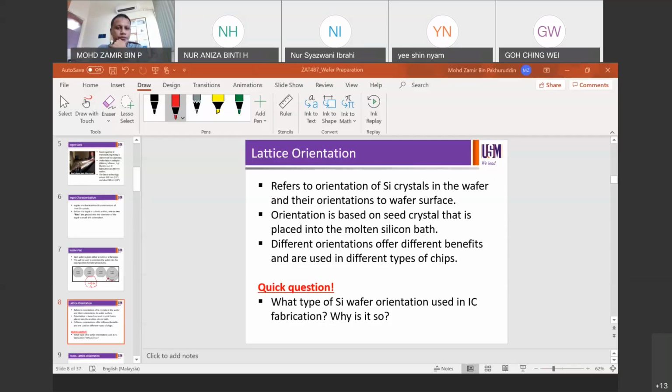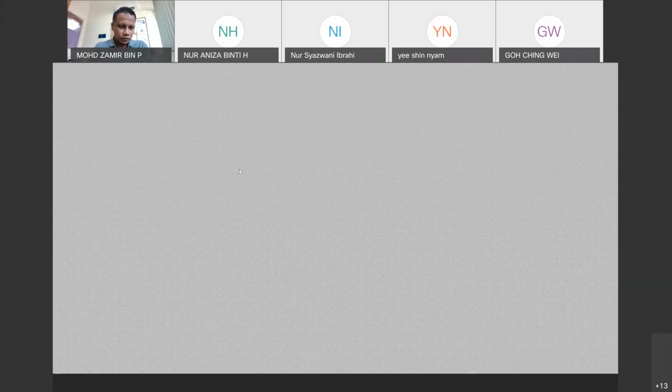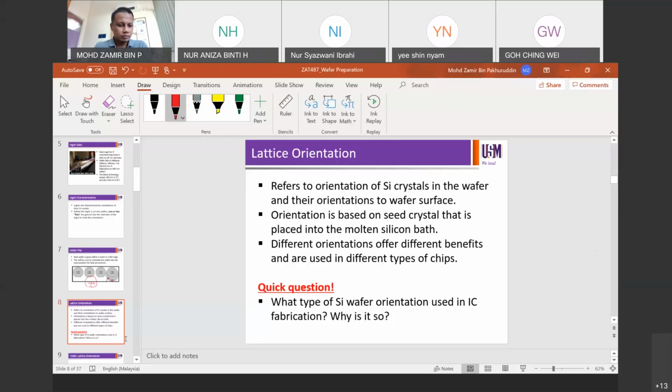Shazwani, 100 or 111 or some other orientation with the highest mobility? Anyone else? Yang mana lagi tinggi orientation? Apa mobility? Tamim? No answer.